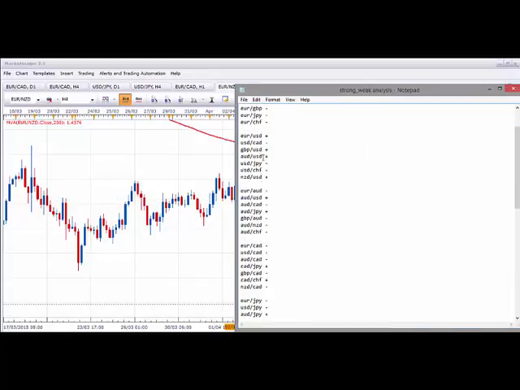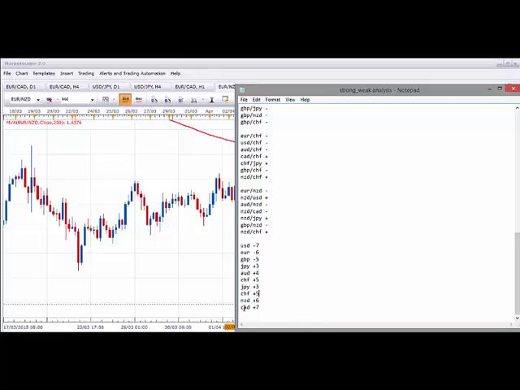Now as you can see, if I scroll down, I've done all the 7 pairs together, and this is where the classification is. The US dollar is the weakest one, the second one is the euro, and the third one is the GBP. The strongest one is the CAD. The second strongest one is the NZD, and the third one is CHF.